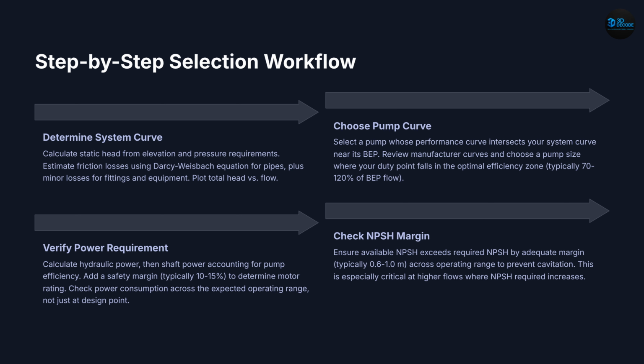Slide 10, selection workflow. A proper pump selection starts with defining the system curve. Then you select a pump curve that intersects near BEP. After that, you verify power requirements and motor sizing. Finally, you check NPSH to avoid cavitation. This step-by-step process ensures correct selection.